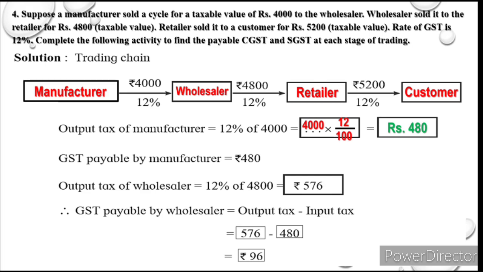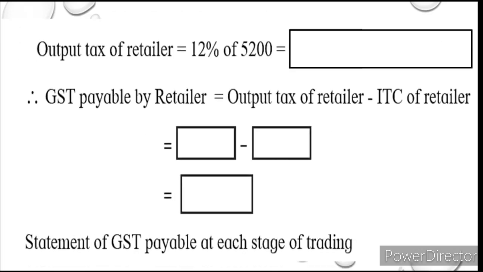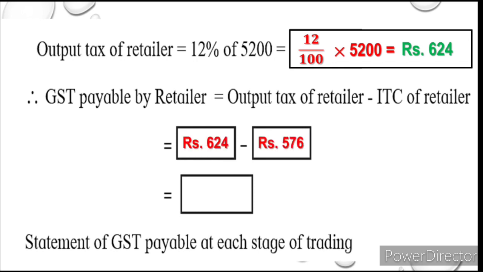Now coming to the retailer. Output tax of retailer will be 12% of 5,200, that is 12 upon 100 into 5,200, which is 624 rupees. So we have output tax of retailer, and we have input tax of retailer. Input tax of the retailer is 576. When you subtract it, you will get 48 rupees. So we got the GST payable of manufacturer, wholesaler and retailer. Now we will fill all the values in the table given below.